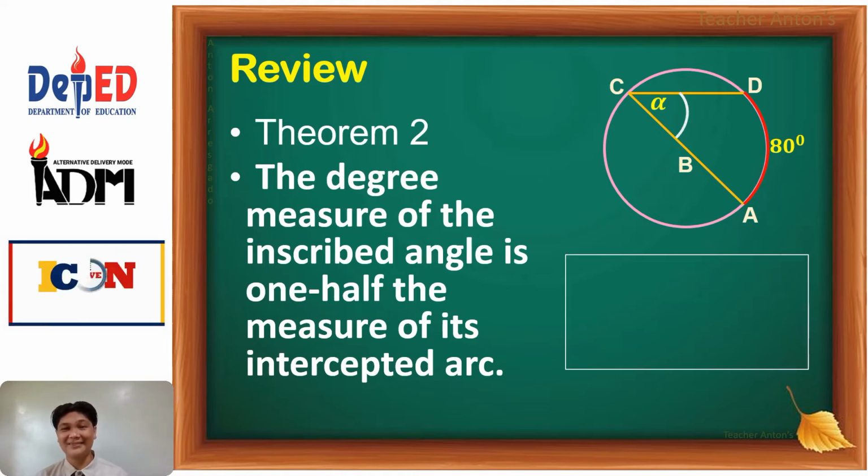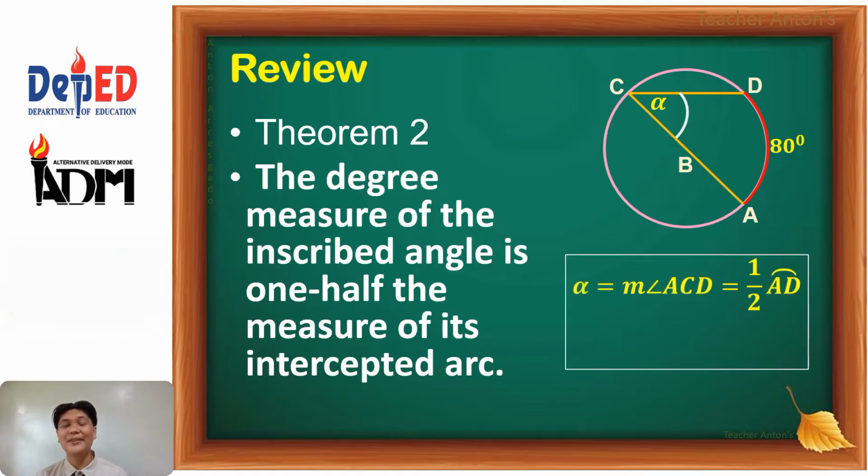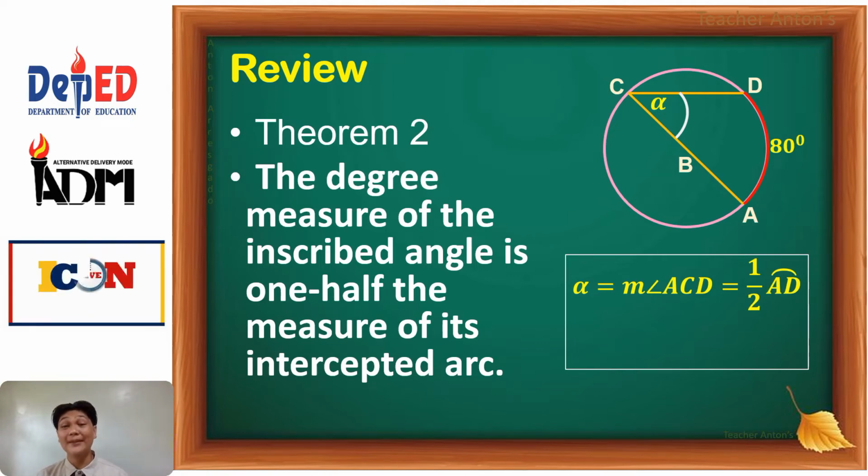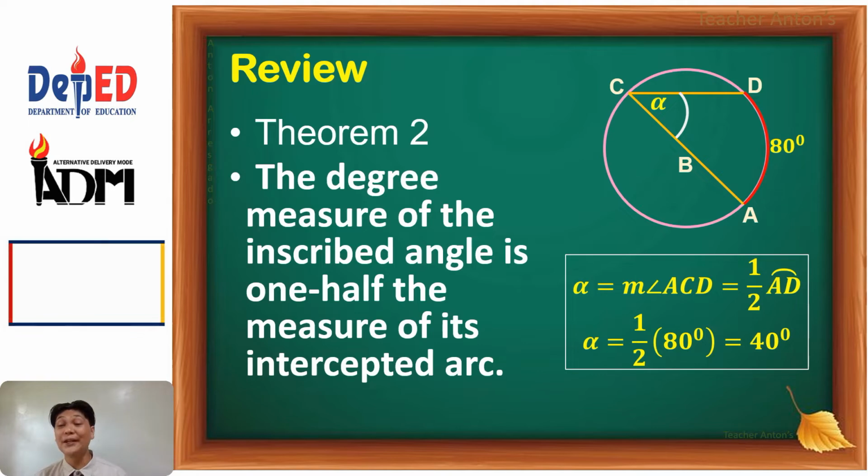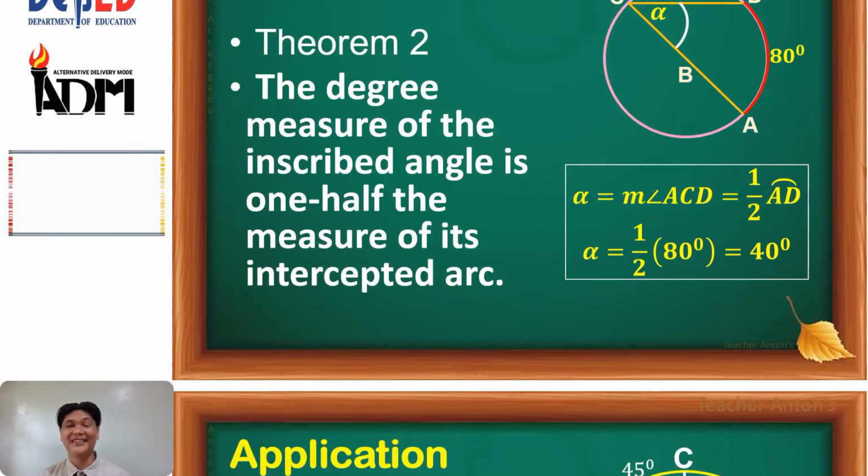Then we can solve it actually through this. Our alpha, or the measure of angle ACD, is equal to 1/2 the measure of arc AD by the theorem. Simply substitute 80 degrees for arc AD, so 1/2 of 80 degrees, our alpha is equal to 40 degrees, or the measure of our inscribed angle DCA is equal to 40 degrees. This is very useful in the application.